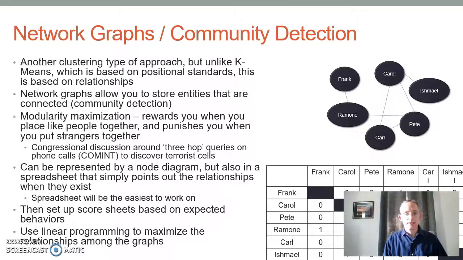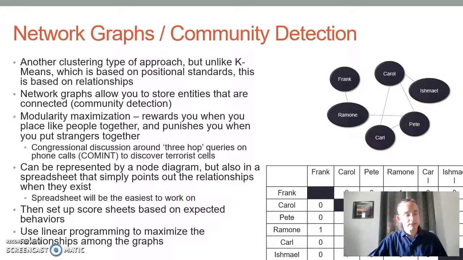Network graphs and community detection. This is real important for decisions where you're going to be looking at what relationships build over time. So it's really another clustering approach, but unlike k-means, this is based strictly on relationships that you might have with each other. So when you're looking at, from a security standpoint, individuals and their relationships, what their communications look like, you can use network graphs to really understand who's maximizing here and who's not making connections. Where do we not see connections? Where do we see connections?